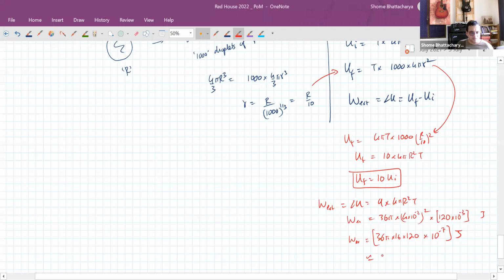So I'm getting this answer as about 3.62 into 10 raised power minus 3 joules. Just verify my calculation once.